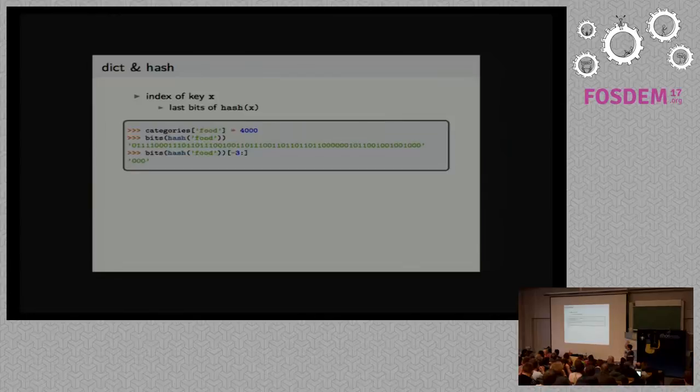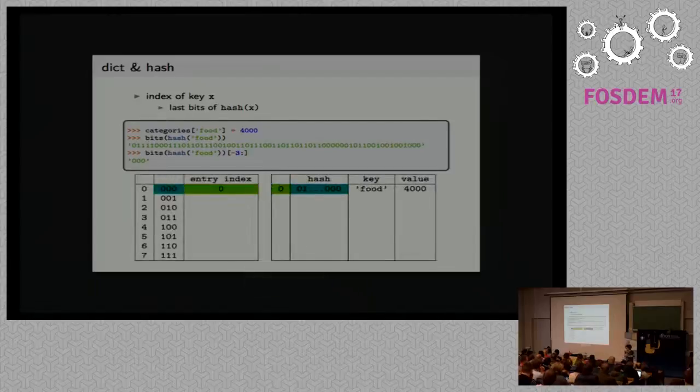So let's add an entry to our dictionary. We want to add food. We hash food, which gives us this number. We take the last 3 bits, which turn out to be 000. What happens is that we add a new entry in the entries table. We put the hash, the key, and the value, and in the indices table, we go to index 000 and say, okay, this maps to entry index 0.